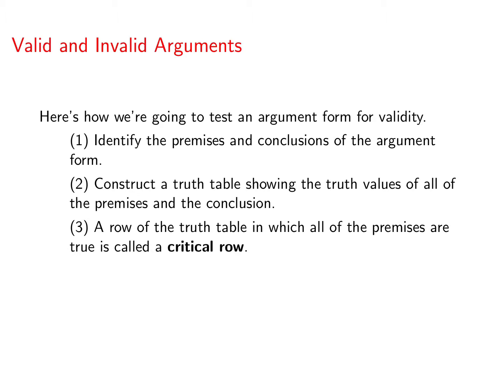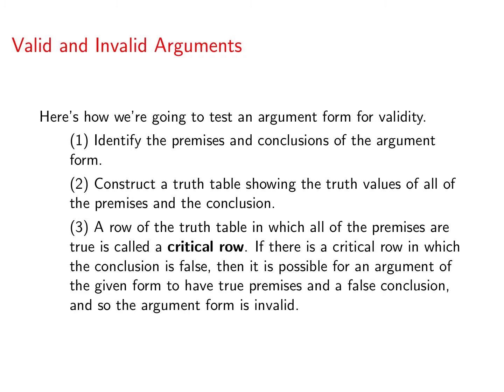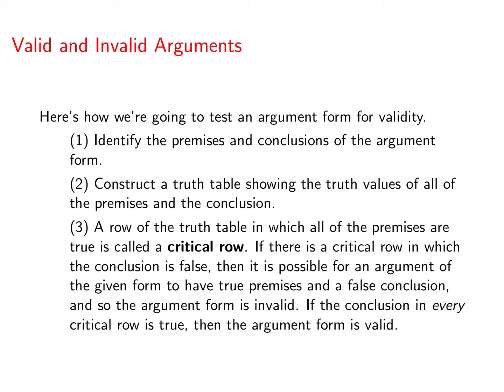Then we're going to find rows that are called critical rows. Any row of the truth table in which all of the premises are true is called a critical row. If we can find a critical row in which the conclusion is false, then it is possible for an argument of the given form to have true premises and a false conclusion, and that makes the argument form invalid. On the other hand, if the conclusion in every critical row is true, then the argument form is valid.